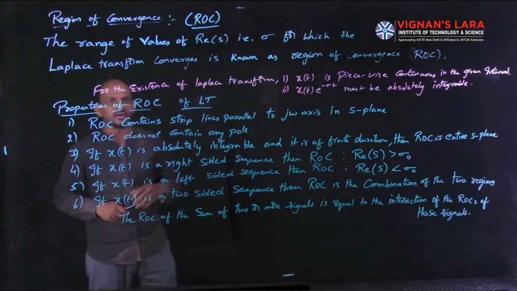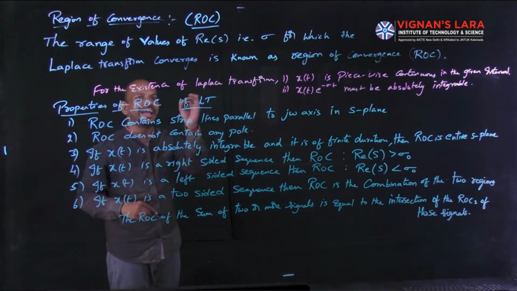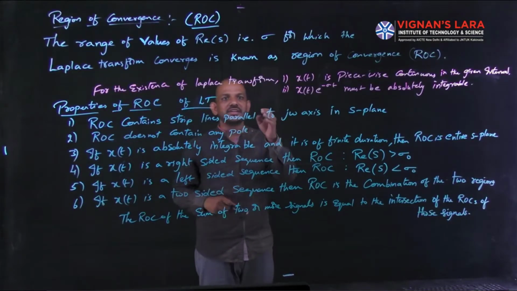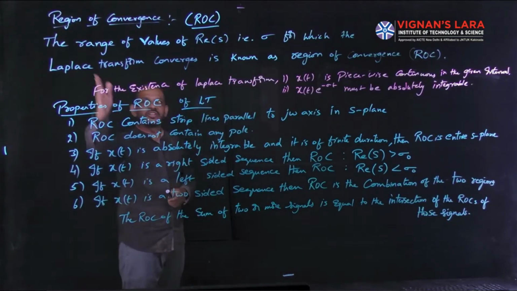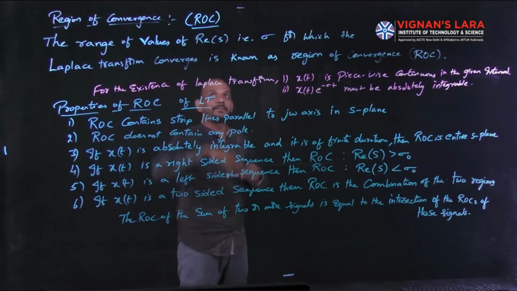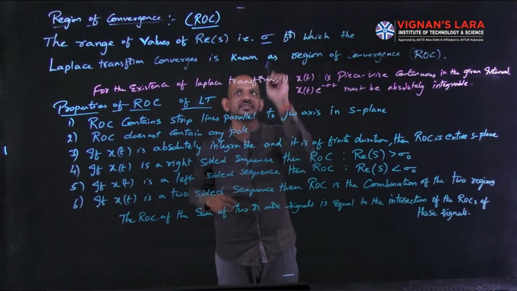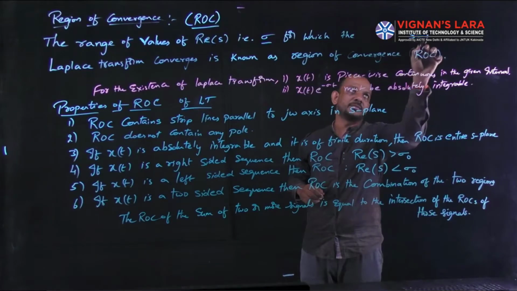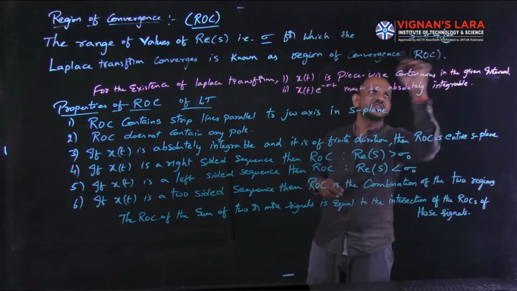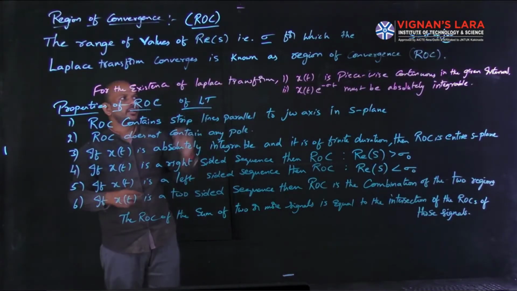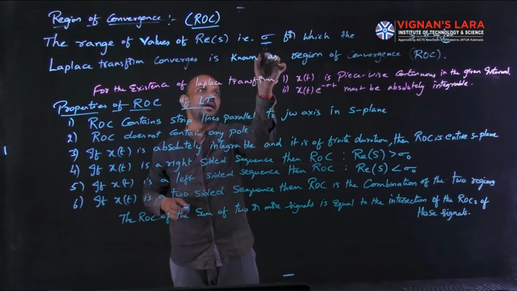ROC is nothing but the range of values of the real part of S. S is nothing but the combination of sigma plus j omega, that is real and imaginary. So here I have to consider the range of values of the real part of S. Real part of S is nothing but sigma, because we all know S is sigma plus j omega. In that the real part is sigma and the imaginary part is omega. So the range of values of the real part of S, that is sigma.